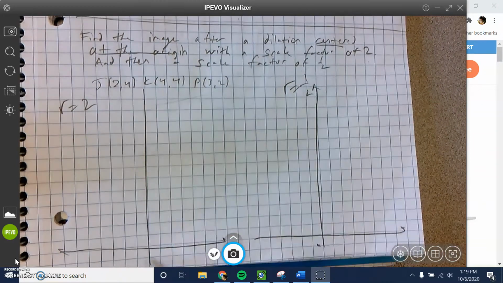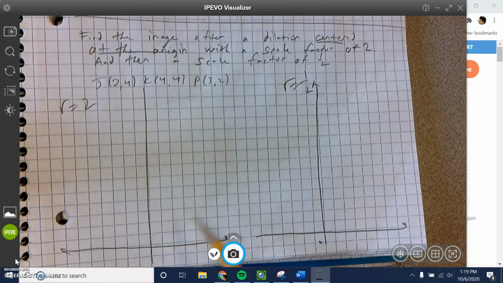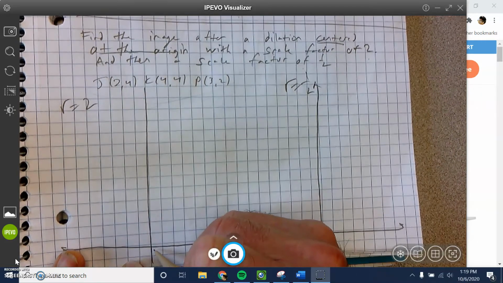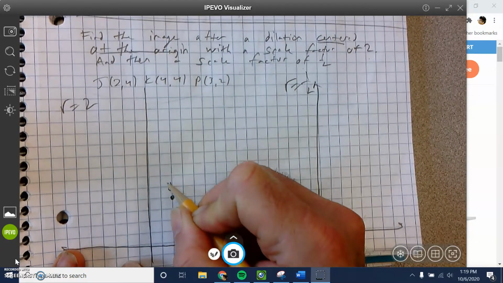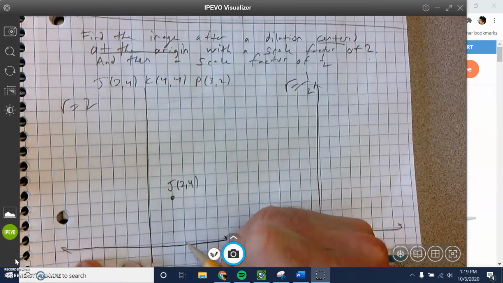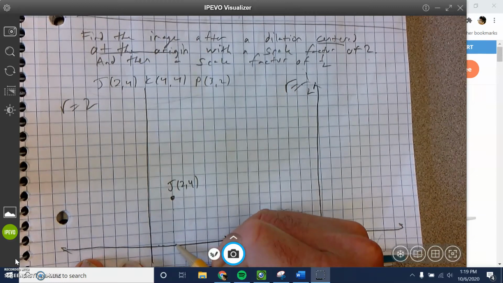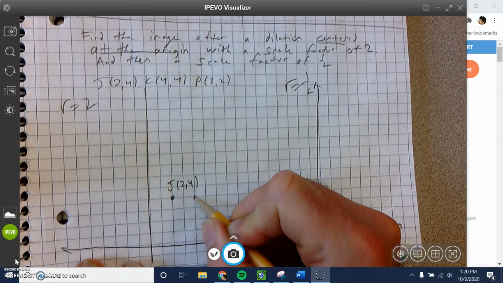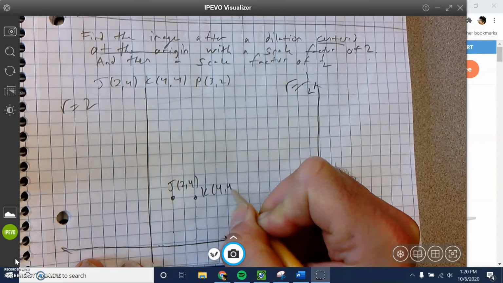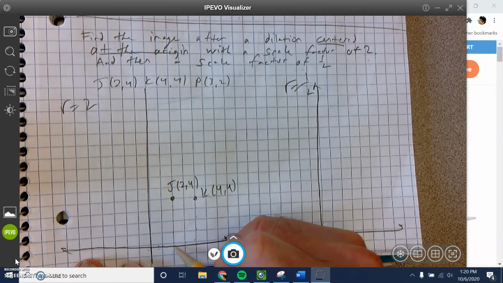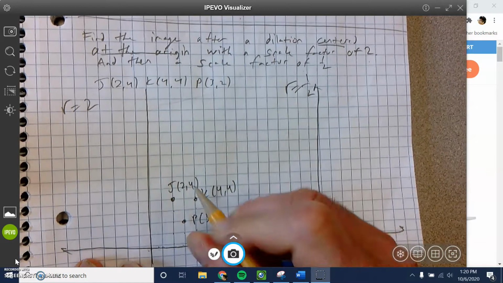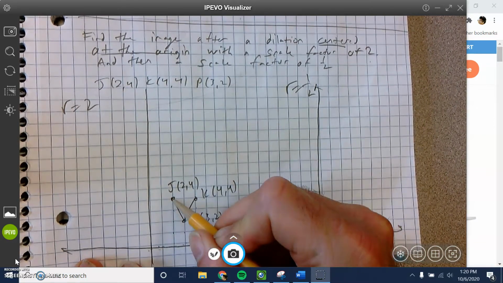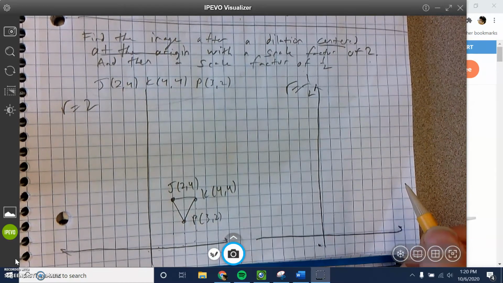Okay. So notice how my y-axis is kind of bigger than my x-axis. It's going to be necessary for this problem. So we got J, which is 2, 4. Label these with me. K is 4, 4. And P is 3, 2. So here is our pre-image, this triangle right there.